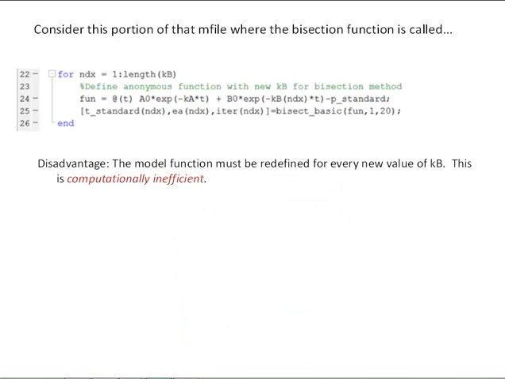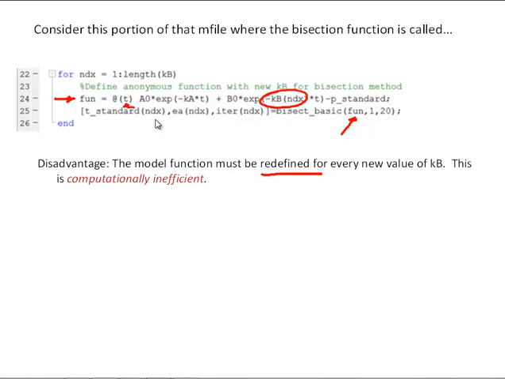And if you go back and look at the M file we used for that example, you can find this portion where we defined the function and sent it to the bisect basic function we wrote to solve it for each case of KB. And what we did here, in line 24, is we had to redefine our anonymous function for every value of KB. So we're redefining the anonymous function there with our independent variable T for each new value of KB before we send it to the bisection file. And all of the parameters, A naught, KA, B naught, P standard, and KB, the one that we're varying, are hardwired into that function definition. And there are a couple of disadvantages.